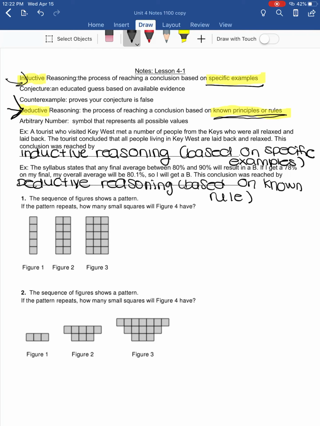So looking at two of these patterns, it says the sequence of figures shows a pattern. If the pattern repeats, how many small squares will be in figure 4? So looking at figure 1, I'm counting, I see that there are 5 squares. Looking at figure 2, we have 10. Looking at figure 3, we have 15. So I notice that each time we're adding on another column, another group of 5 of these squares.